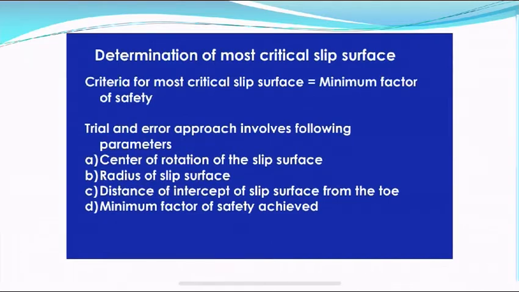The criteria for the most critical slip surface is used to find the minimum factor of safety. The criterion for selecting the most critical surface is that the surface which gives the minimum factor of safety, and which can be the potential failure surface. So there are trial and error approaches involved. It involves the location of the center of rotation, the radius of the slip surface, the distance of intercept of the slip surface from the toe, and the minimum factor of safety.